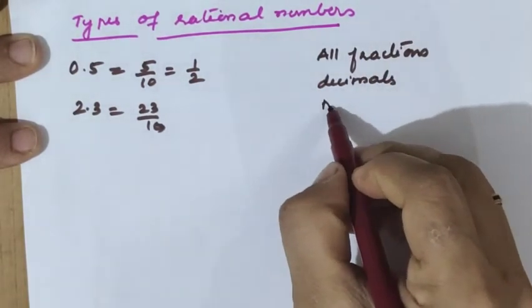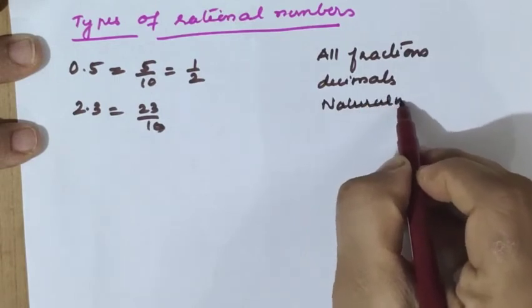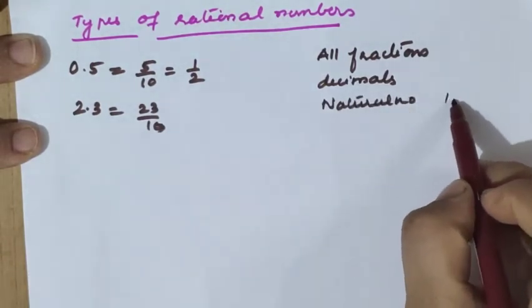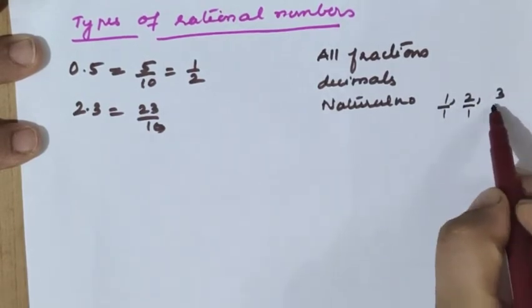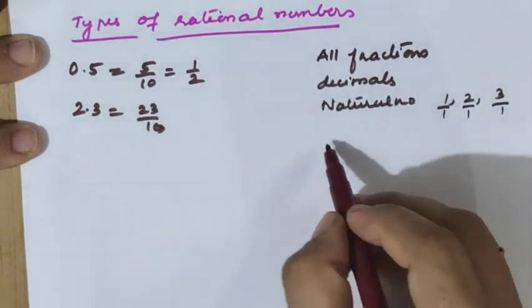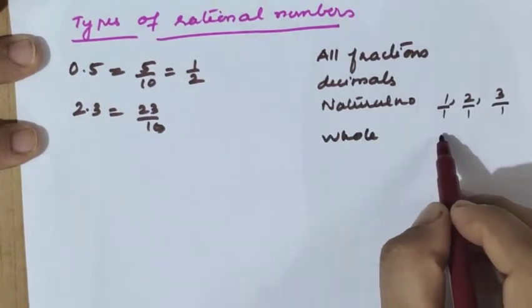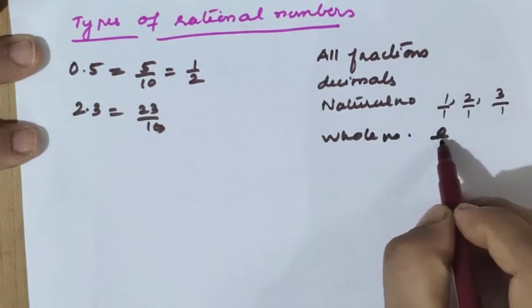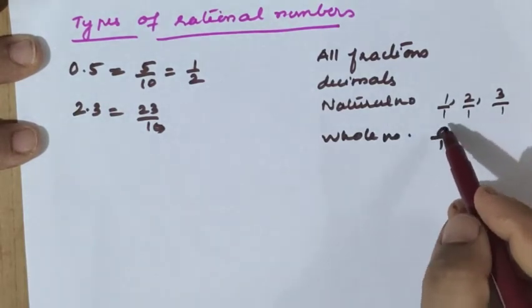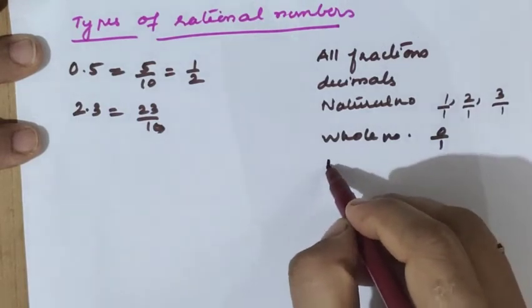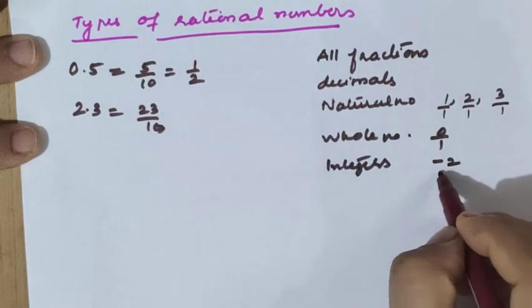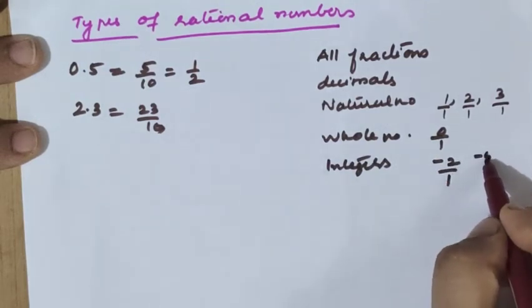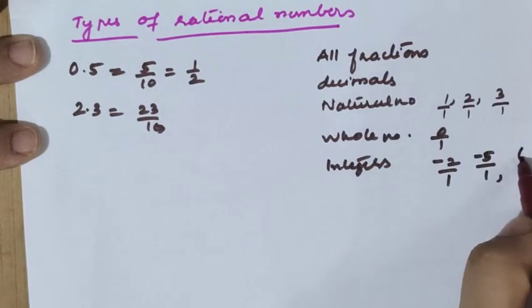Next, what about the natural numbers? If you take the example 1, 2, 3: 1 can be written as 1 by 1, 2 can be written as 2 by 1, 3 can be written as 3 by 1. Even a whole number like 0 can be written as 0 by 1, which is also in the form p by q, and q is not equal to 0. Integers: minus 2 can be written as minus 2 by 1, minus 5 as minus 5 by 1, and 6 by 1, and 0 by 1.